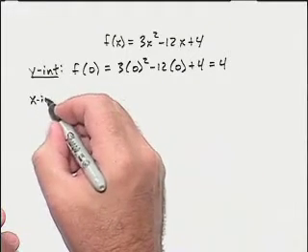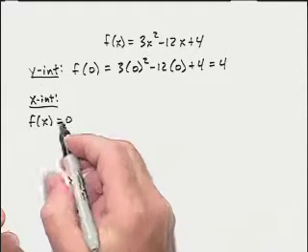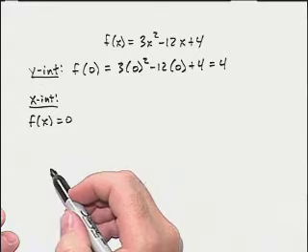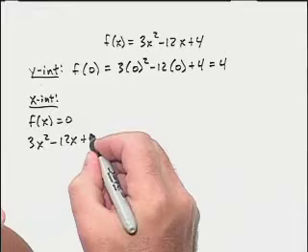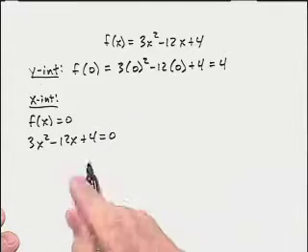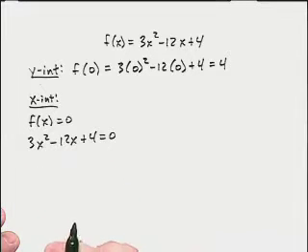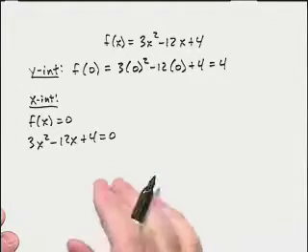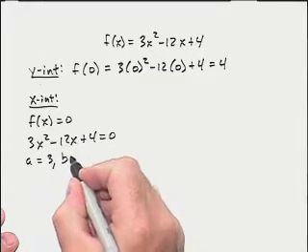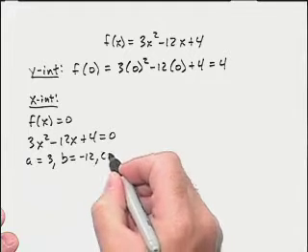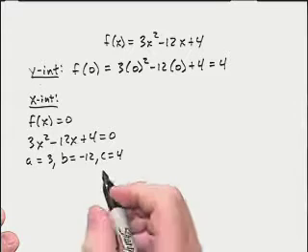To find the x-intercepts, we're solving f of x equals 0. Remember that x-intercepts are the same as zeros for our function. That means we need 3x squared minus 12x plus 4 equal to 0. This is a quadratic equation. You could try to solve this by factoring, but factoring won't help us in this case since this does not factor nicely. So we're going to rely on our quadratic formula. We have a is equal to 3, b is equal to negative 12, and c is equal to 4. Plug these values into our quadratic formula.